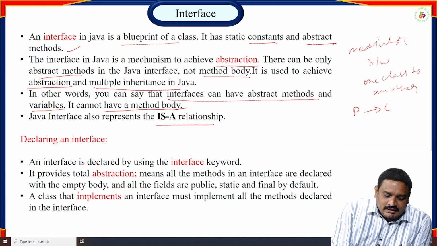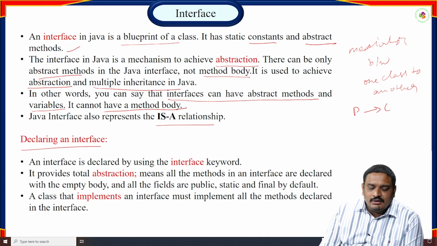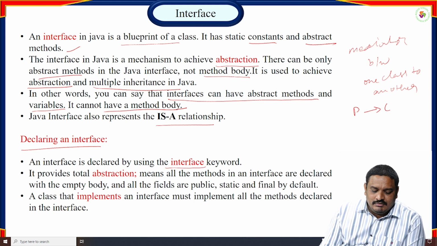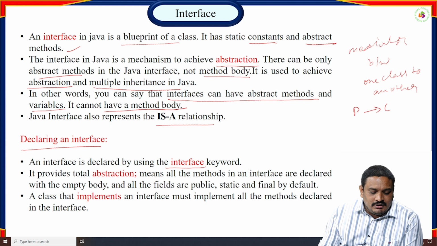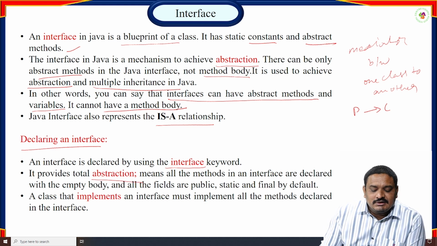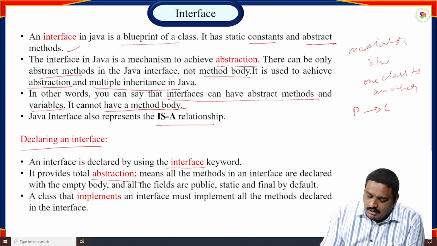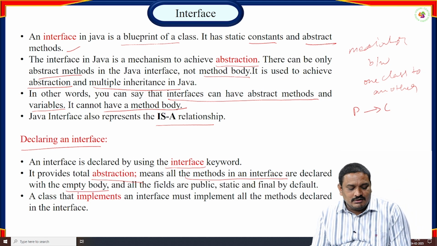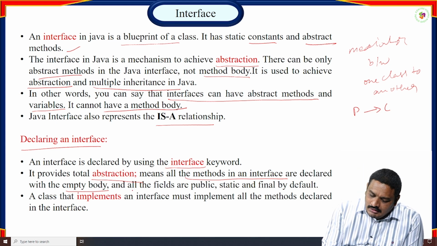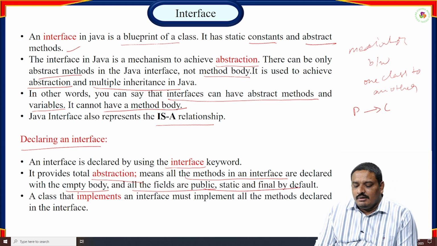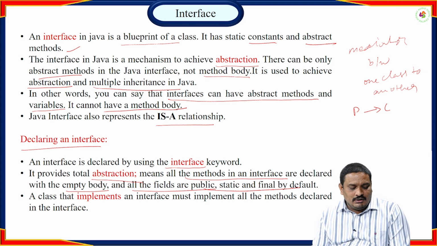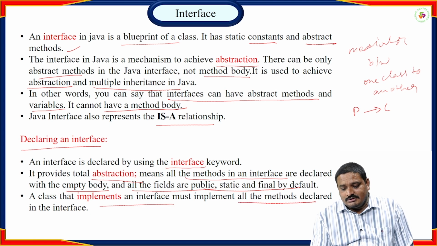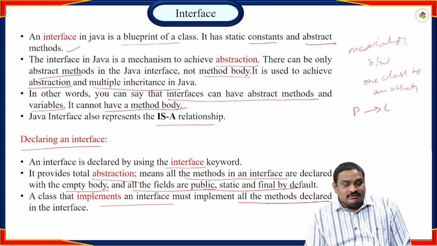How do we declare an interface? The interface can be declared by using the interface keyword, and by using it we can provide abstraction. What does abstraction mean? All the methods in the interface are declared with an empty body, and all the fields are public, static, and final by default. A class that implements an interface must implement all the methods declared in the interface.